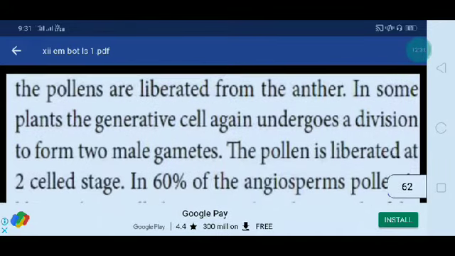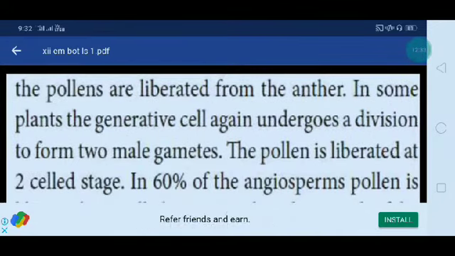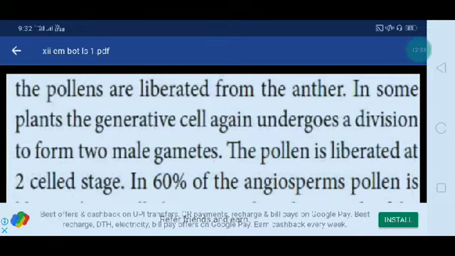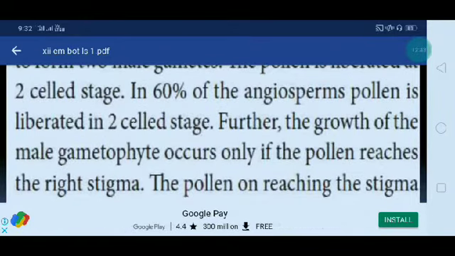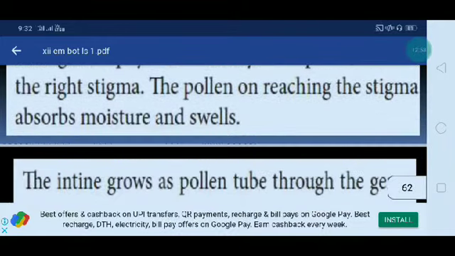In some plants, the generative cell again undergoes a division to form two male gametes. Then the pollen is liberated at the three-cell stage. 60% of angiosperm pollen is liberated in the two-cell stage. Further, the growth of the male gametophyte occurs only if the pollen reaches the right stigma. The pollen, on reaching the stigma, absorbs moisture and swells.